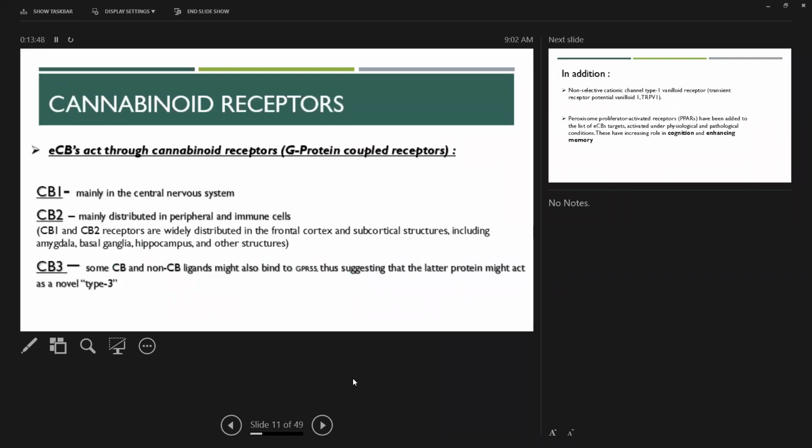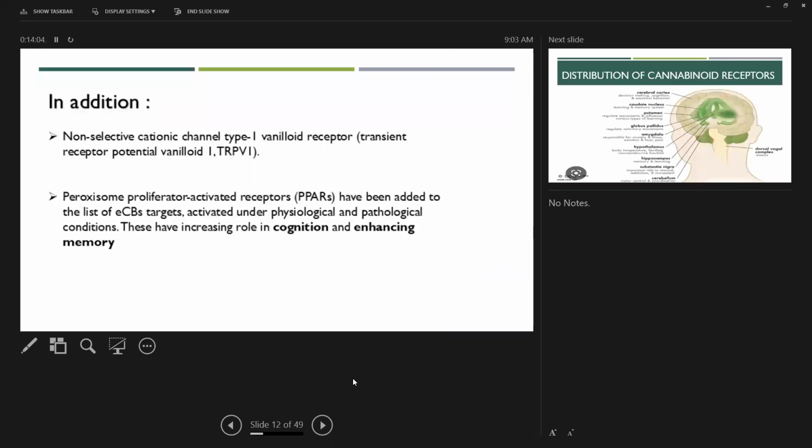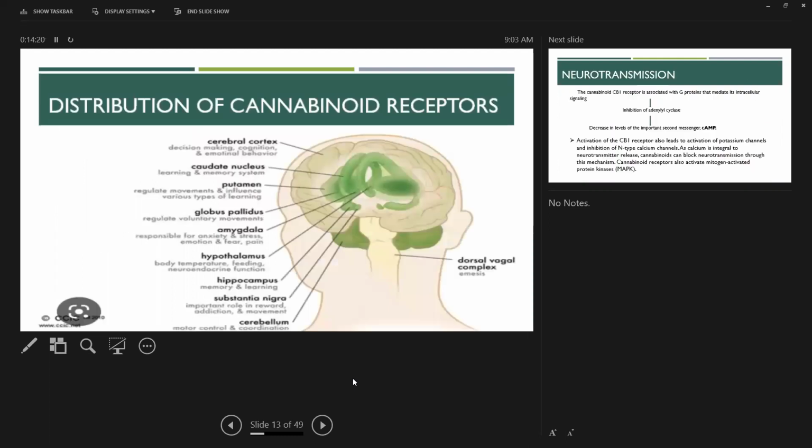Endocannabinoid receptors. Cannabinoid receptors are G-protein coupled receptors and can be divided into CB1, CB2, and CB3. CB1 is mainly found in the central nervous system. CB2 is distributed in the peripheral and immune cells. And CB3 is a novel type 3 cannabinoid receptor. In addition, they also act on the type 1 vanilloid receptor and peroxisome proliferator-activated receptors, which have been added to the list of endocannabinoid targets activated under physiological and pathological conditions. Peroxisome proliferator-activated receptors have an increasing role in cognition and enhancing memory.